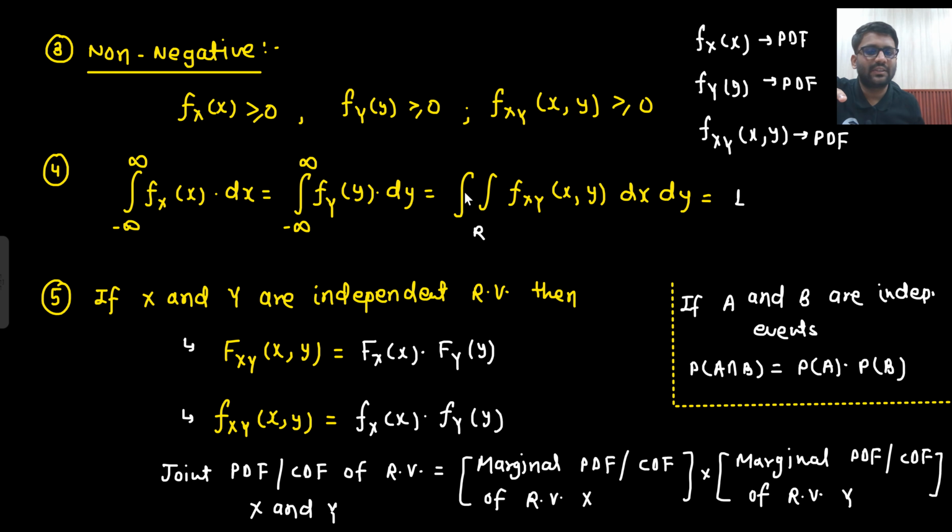So here this was a curve, but this will be a surface. So the area under the surface will be equal to 1, because here the limits of x and y will both go. So surface integration would be equal to 1. Here this simple integration was equal to 1. And if x and y are independent random variables, then fXY(x,y) would be equal to fX(x) times fY(y), and the joint CDF of random variables x and y would be equal to the marginal CDF of x times the marginal CDF of y.